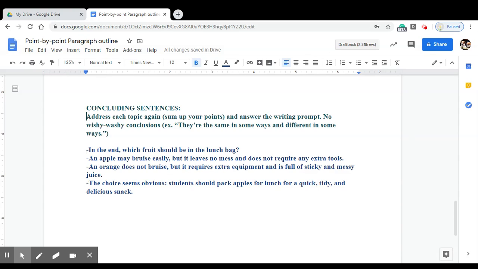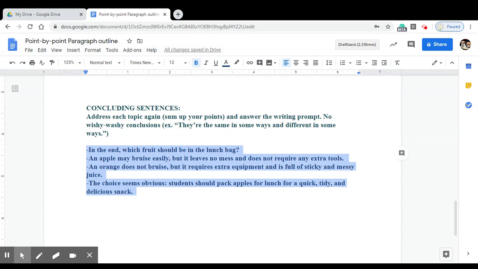Then what I'm asking you to do is address each topic again and summarize your points. So I have to do that. I'm going to address the apple and address the orange, and summarize what I've said about each. An apple may bruise easily, but it leaves no mess and does not require any extra tools. I summarized everything I said about the apple in my body sentences. Then I summarize what I said about my orange in my body sentences. An orange does not bruise, but it requires extra equipment and is full of sticky and messy juice.